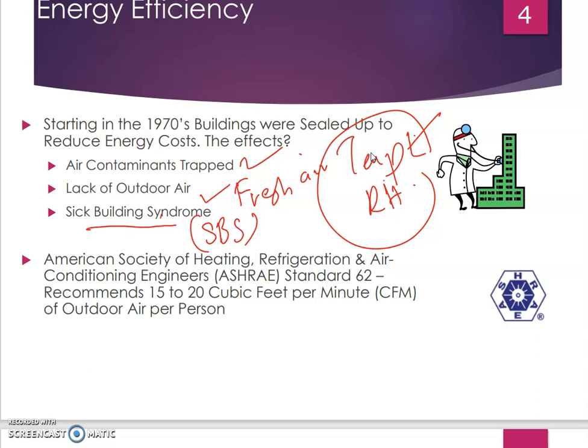So the American ASHRAE Standard 62 also recommends 15 to 20 cubic feet per minute of outdoor air per person, which is the fresh air coming in. So this is the fresh air that is coming in. ASHRAE has a standard that 15 to 20 CFM must be coming inside the building.